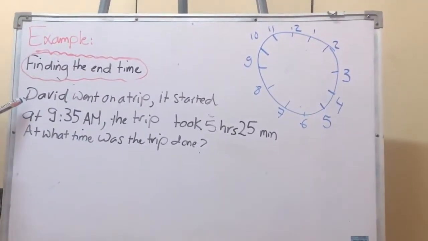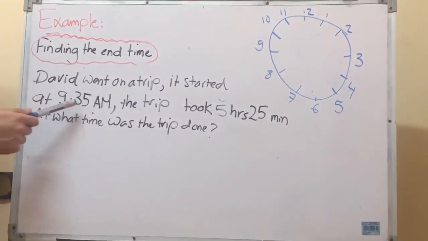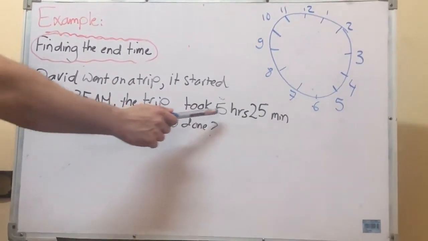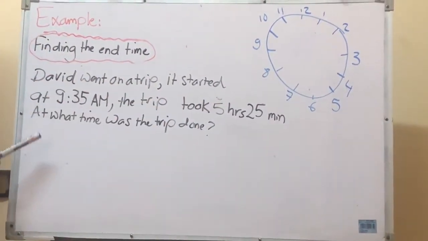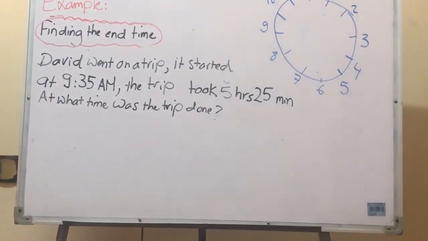Okay, another example. Here I have David went on a trip. It started at 9:35 a.m. The trip took 5 hours and 25 minutes. At what time was the trip done? Okay?